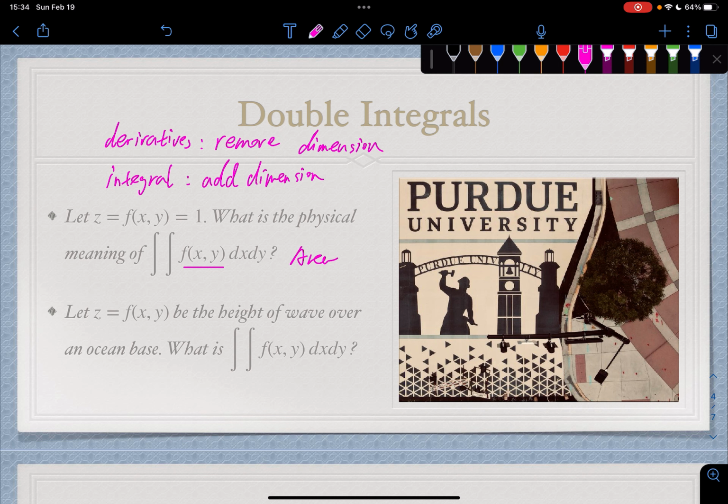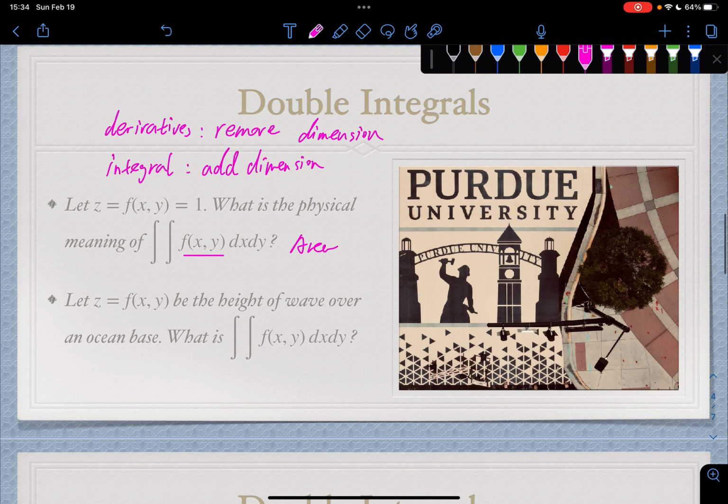But if we have z of f(x,y) as the height of a wave of an ocean, so this is a height. z denotes a height now. Then this is one dimension, two dimension, three dimension. Then we will get volume, the volume of water in the ocean that we're integrating across. I hope these examples give you some graphical understanding of the meaning of the integral notations.